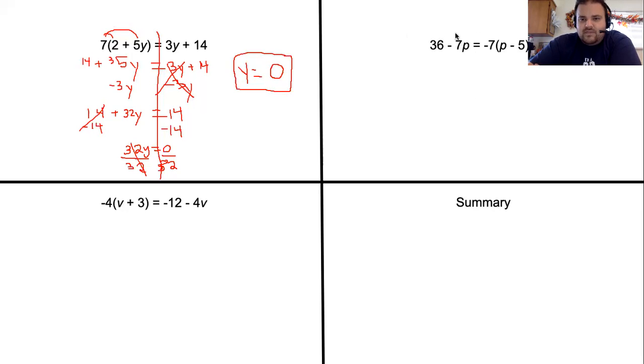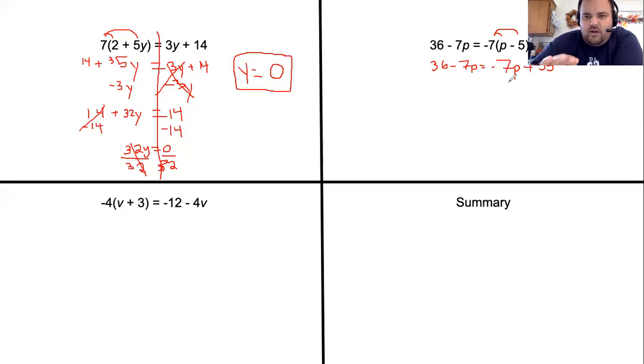So this is simplified, but the right-hand side, we can again use the distributive property to simplify. I'm just going to bring down the left-hand side. 36 minus 7p equals negative 7 times p is negative 7p. Negative 7 times negative 5 is positive 35. So we have 36 minus 7p equals negative 7p plus 35.